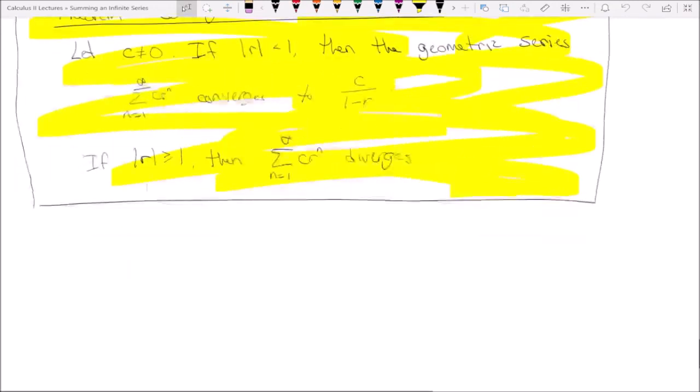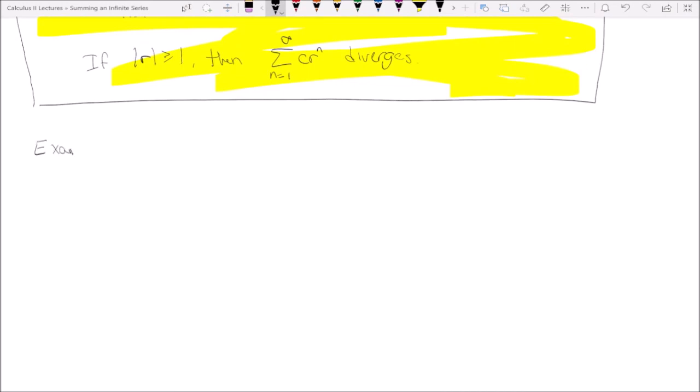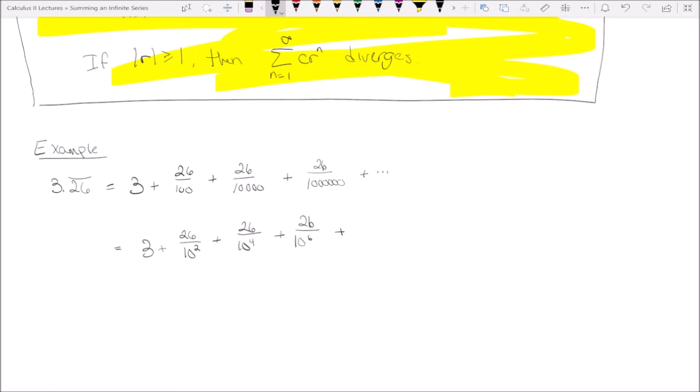Now we're going to see a really interesting application of the geometric series. What we're going to do is take 3.26 repeating and write it as a fraction. Well, write this: 3 plus 26 over 100, right? Then what's next? 26 over 10,000. Then what's next? 26 over 1,000,000, and so on and so forth. Well, this becomes 3 plus 26 over 10 squared plus 26 over 10 to the 4th plus 26 over 10 to the 6th, and so on.